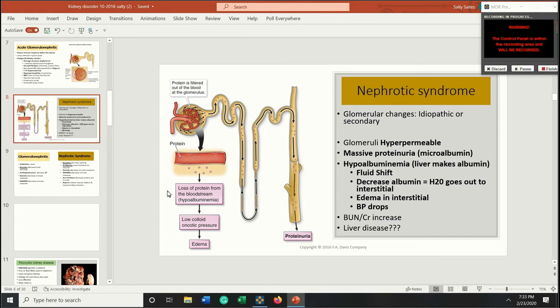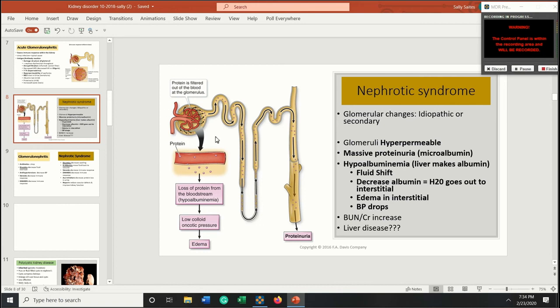But if we give them IV albumin, we can make the vascular space hypertonic, then it'll pull the water molecules that are in the interstitial spaces back into the vascular space, which will increase the blood pressure. Okay. So that is kind of a quick fix for this as far as blood pressure is concerned. But our primary fix is to fix the damage in the glomeruli or the kidney.